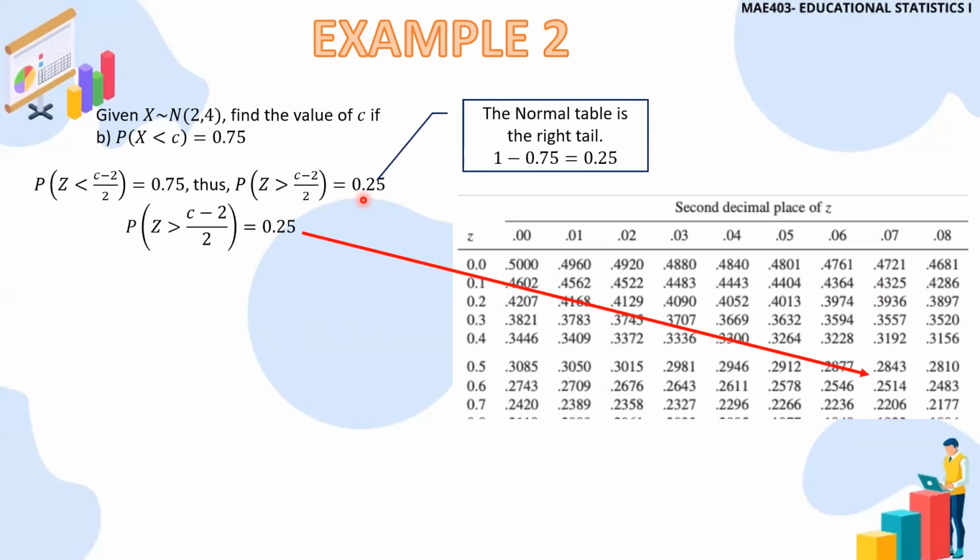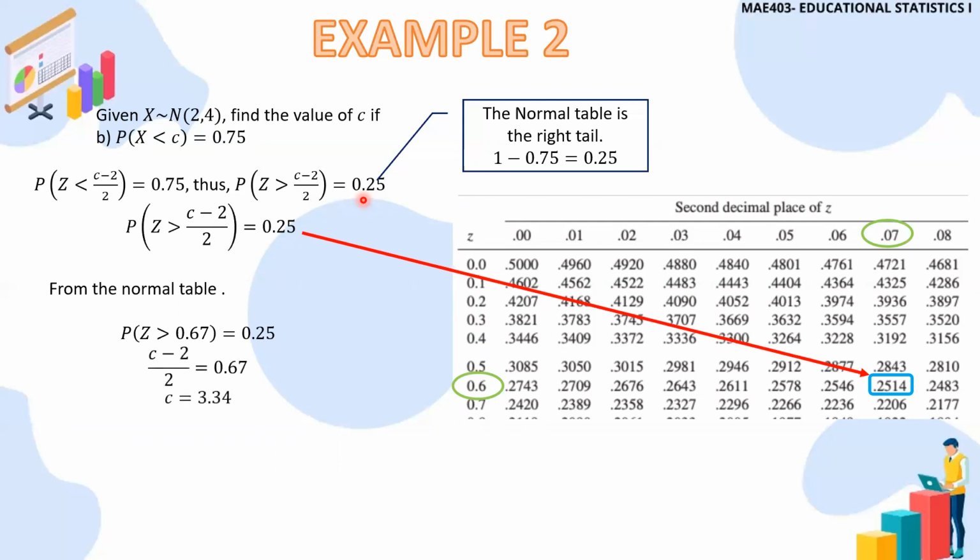Find the value of 0.25 in the statistical table. The closest value is 0.2514. The first column is 0.6 and the first row is 0.07. Therefore, from the normal table, the probability of Z greater than 0.67 is equal to 0.25. So now equating, C minus 2 over 2 equals 0.67. Therefore, the value of C is 3.34.